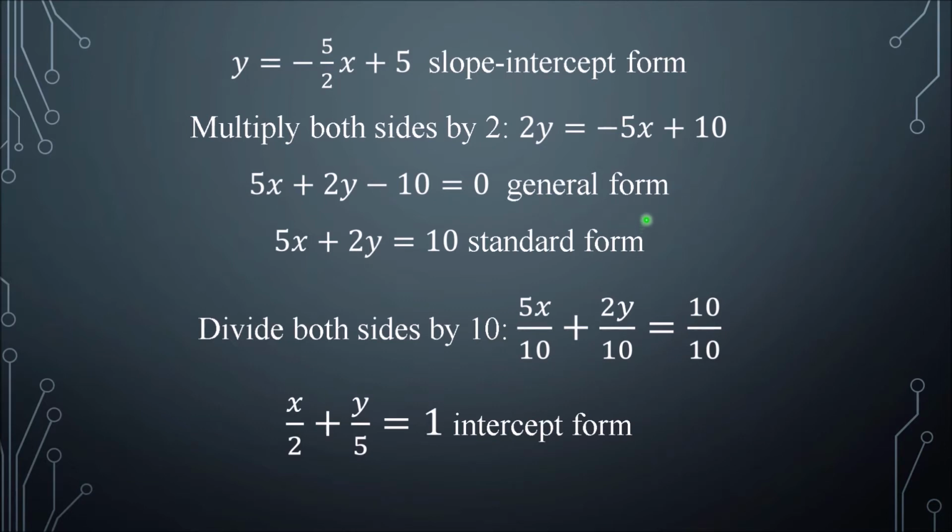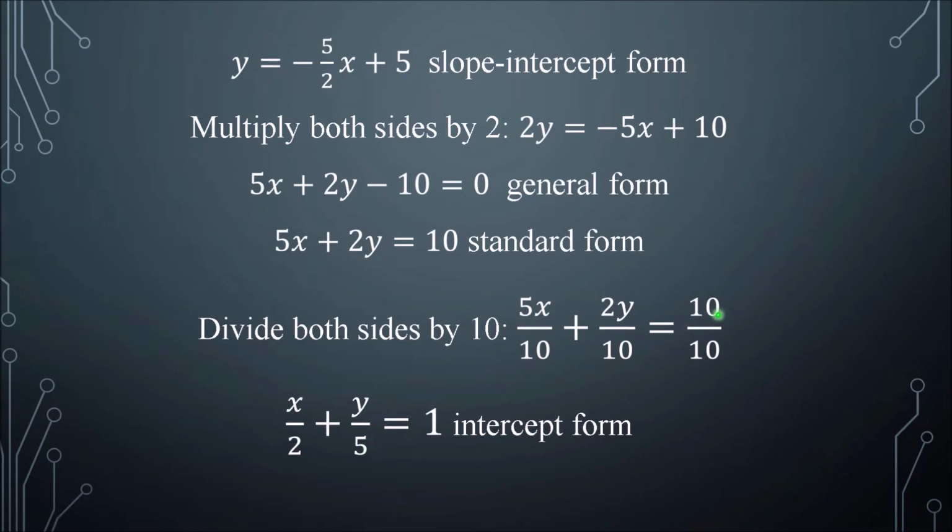Next, to change this to standard form, we need to transfer negative 10 to the other side, so it will become 5x plus 2y is equal to 10. And that is the standard form. Now, changing this to intercept form, we need to divide all sides by 10. Why 10? Because the number on the right side is 10. So 5x divided by 10 plus 2y over 10 is equal to 10 over 10. Now, 5x over 10 can be simplified into x over 2. And then 2y over 10 can be simplified into y over 5.